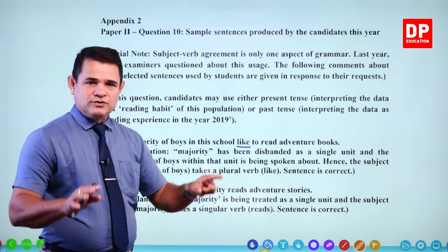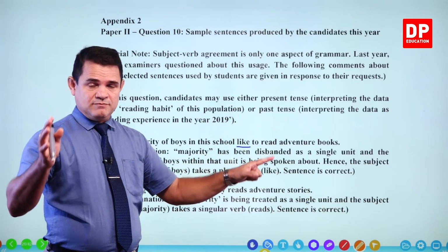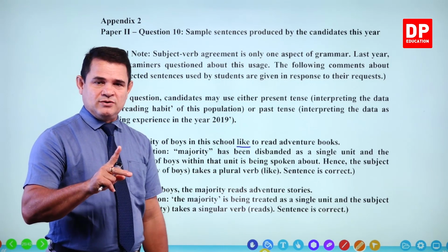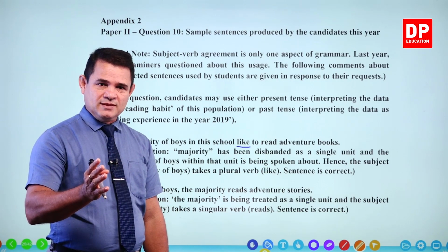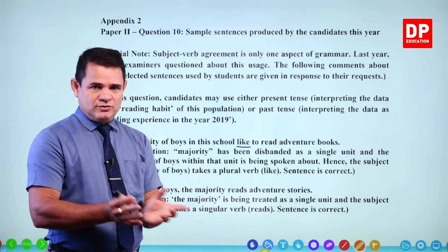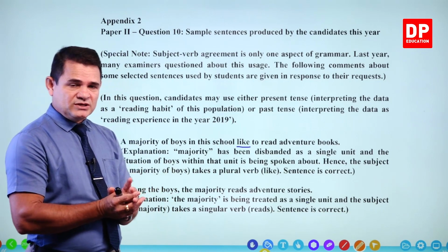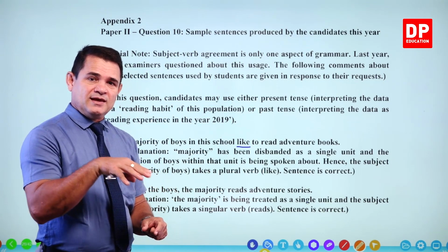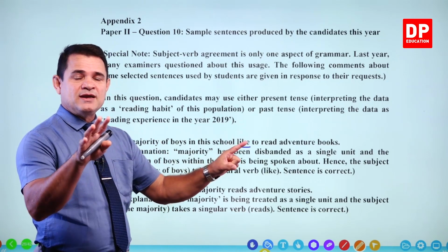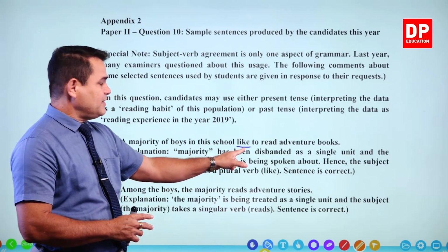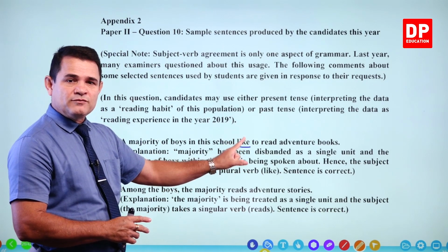So true, of course, majority of boys, this is a big amount, maybe not only one or two, a lot of. Majority means one unit, but the situation in that unit is what is spoken about. Therefore, using the plural form is correct.